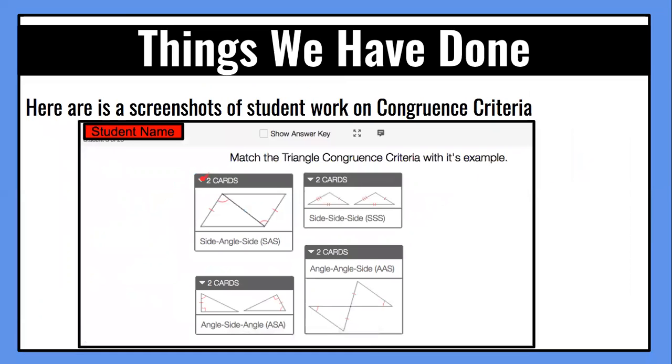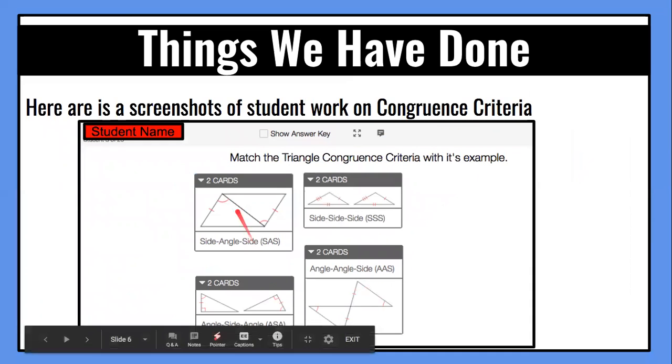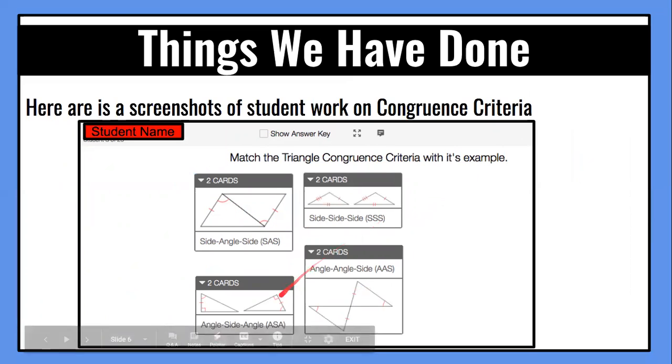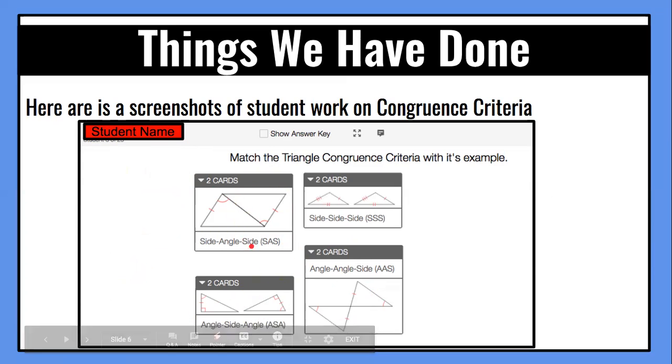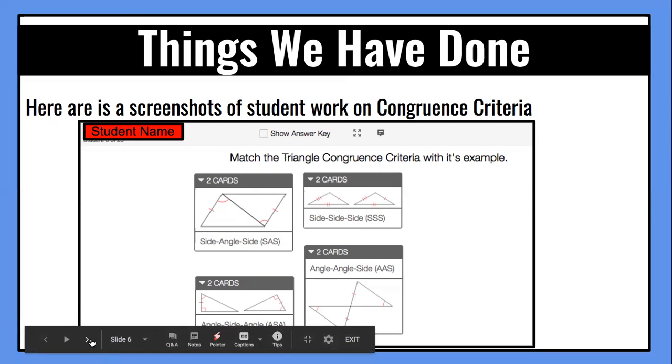This is a screenshot of a student going over matching congruence criteria. We had different cards, and he matched the side-angle-side cards together, the angle-side-side, the angle-side-angle, and angle-side. I'm blocking the student name because I didn't want the student to feel like I'm calling him out. But he got the answers right. The goal was to combine our congruence criteria with the appropriate image that shows it. So that's what the student did, and they did a good job at it.